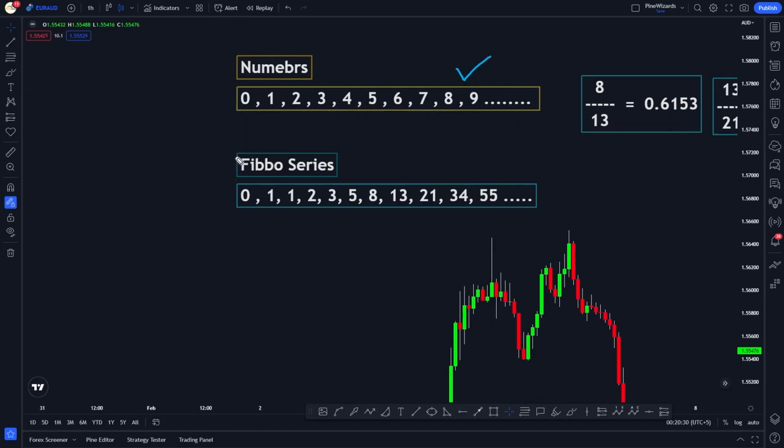Now this is the Fibonacci series, and in the Fibonacci series the first two numbers are 0 and 1, and then after these two numbers every next number is formed by adding the previous two numbers. For example, if we add these two, then we get 1, and if we add 1 and 1, then we get 2. After that, if we add 1 and 2, we get 3, and then 3 plus 2 is 5, and 5 plus 3 is 8. So you can see that in the Fibonacci series every next number is obtained by adding the previous two numbers. For example, 5 plus 8 would be 13, and this is how the Fibonacci series is formed.